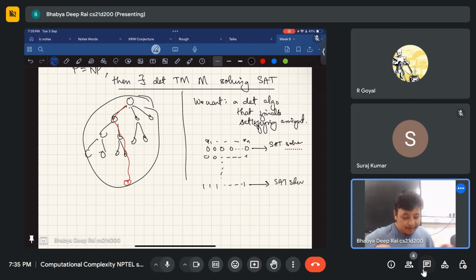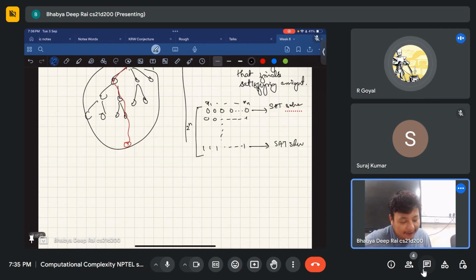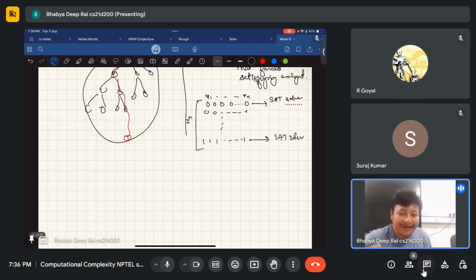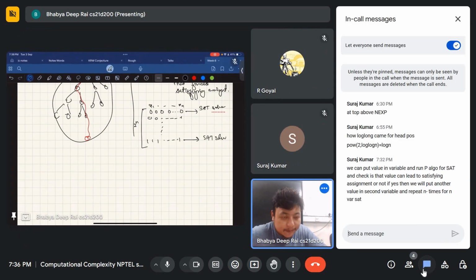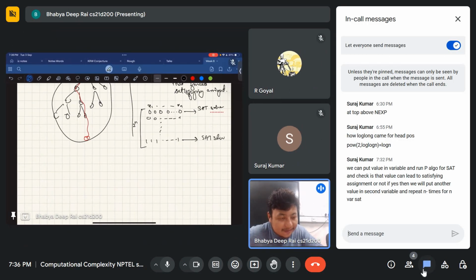So okay, good. There are exponentially many possibilities, right? And I somehow need to use SAT to guide me to the correct answer. So here's what we do. We can put a value in a variable, run the polynomial time algorithm for SAT, and check whether that value leads to satisfiability. If not, we'll put another value in the second variable. Repeat n times for n variables.